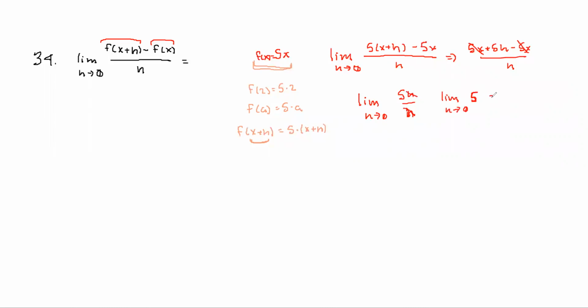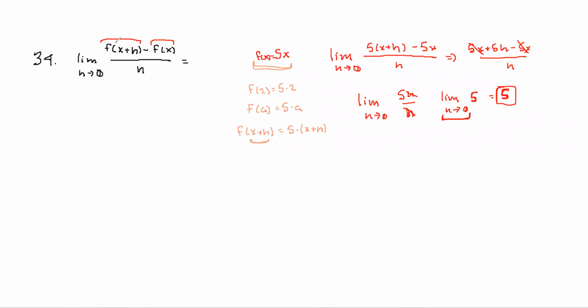And this is just going to be equal to 5, because there is no h any longer in this function. Okay, and that's how we end up with this answer. They give you, as part of the question, that f prime of x is equal to 5. They just want you to be able to walk through the definition of a derivative to do it.